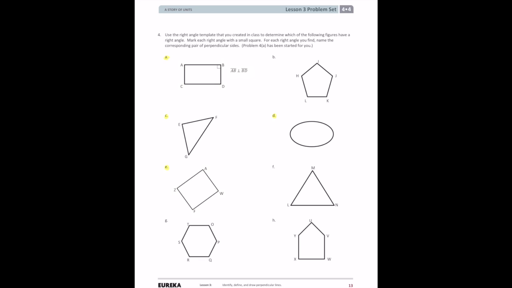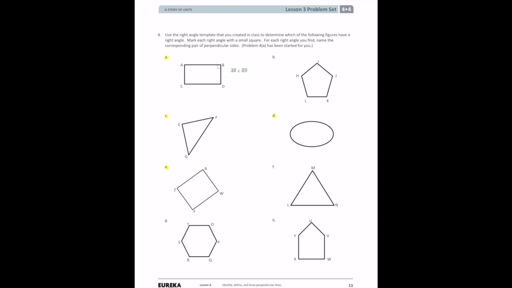So using a right angle template, again, you can use your protractor, or if you have created a template in the lesson, you can use that as a match. You want to create figures to determine whether they have right angles from these. Mark each right angle with a small square, just like we've been doing. And for each right angle you find, name the corresponding pair of perpendicular sides. So looking at A, first of all, they've done that for us for one example.